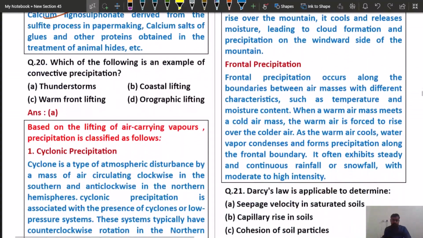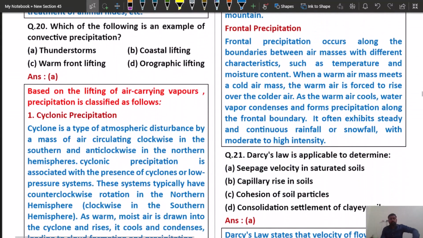Now proceeding to the next question. Which of the following is an example of convective precipitation? The question is asking about an example of convective precipitation. Options are: thunderstorm, coastal lifting, warm front lifting, orographic lifting.